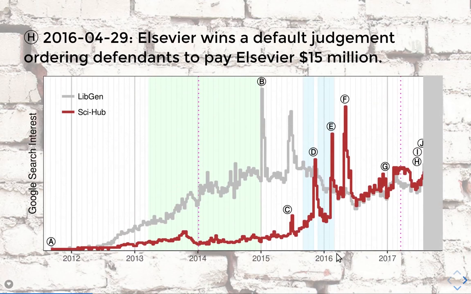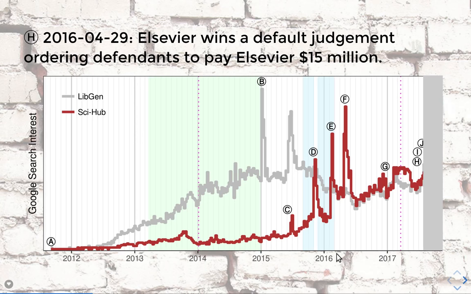Fast forward through 2016, and Elsevier wins the default judgment. Default means that Sci-Hub never contested this in the US court. Alexandra did write a letter to the court, but it wasn't a formal defense of herself. She essentially decided that she was not going to engage with the US legal system and just let the charges go however they go. And Elsevier was awarded $15 million, which in their complaint they had listed 100 works.